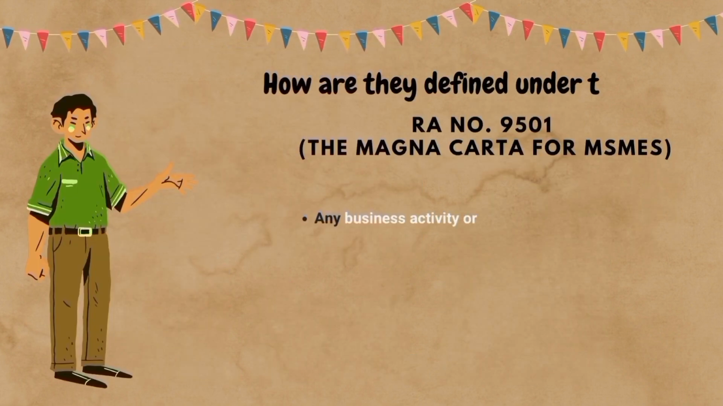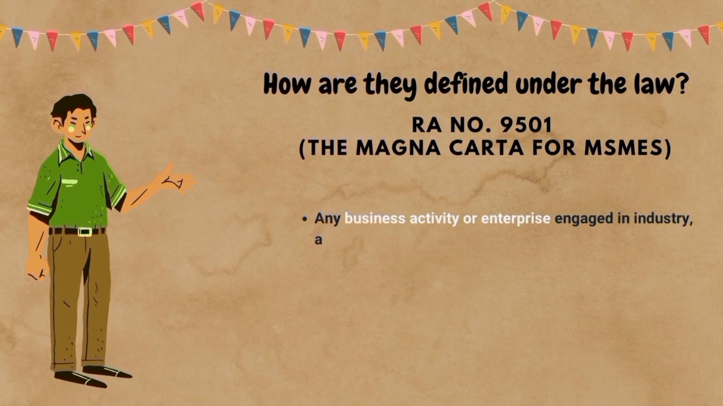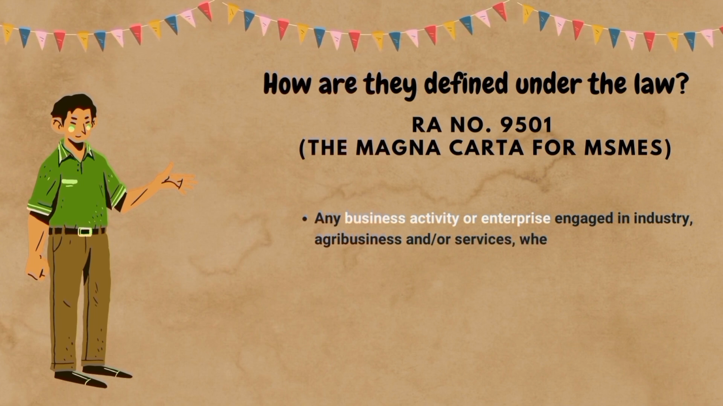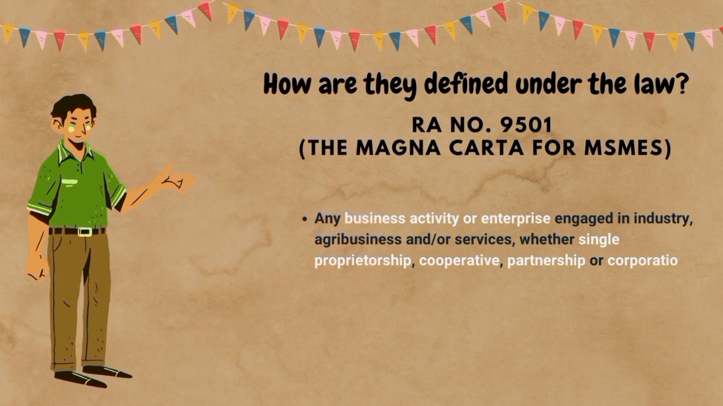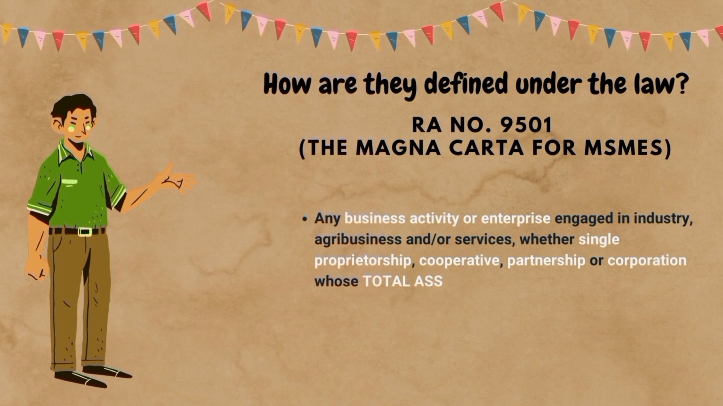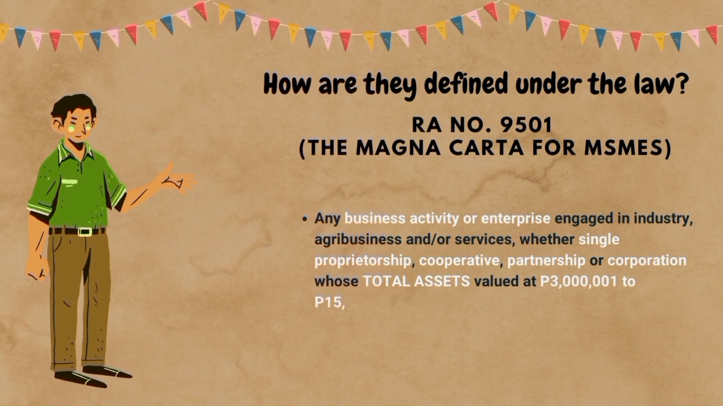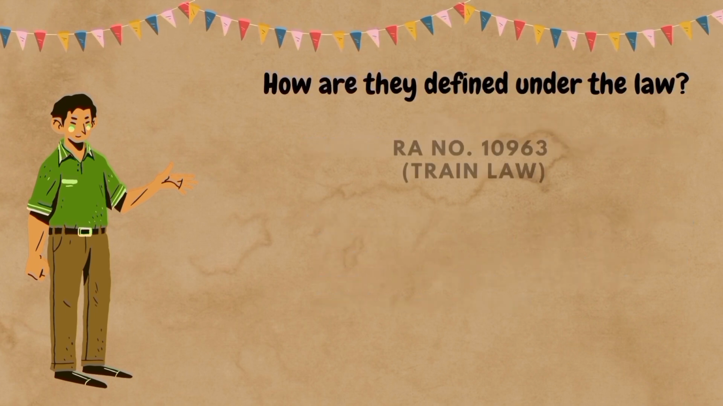Under the Magna Carta for micro, small and medium enterprises, MSMEs are defined as any activity or enterprise engaged in the industry, agribusiness and/or services, whether single proprietorship, cooperative, partnership or corporation, whose total assets must have value falling under the following categories. For a micro enterprise, it must not be more than 3 million pesos. For a small enterprise, more than 3 million pesos to 15 million pesos. And for medium enterprise, more than 15 million pesos up to 100 million pesos.